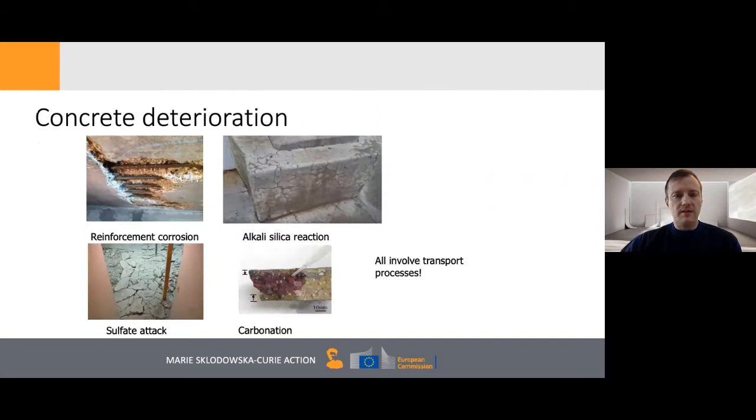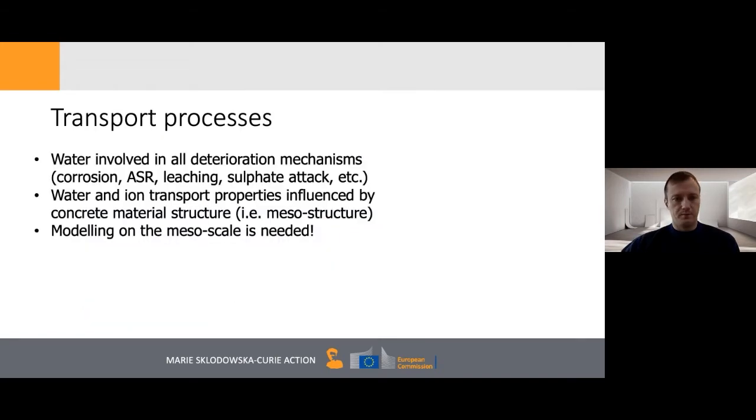And why are we talking about this in terms of deterioration? We are interested in different deterioration mechanisms in concrete: reinforcement corrosion, ASR, sulfate attack, carbonation. And what is common for all these deterioration mechanisms is that, to a certain extent, all of them involve transport processes. Transport of water, of CO2, of sulfate ions, of chlorides. And this is why we are interested in studying transport processes in concrete.